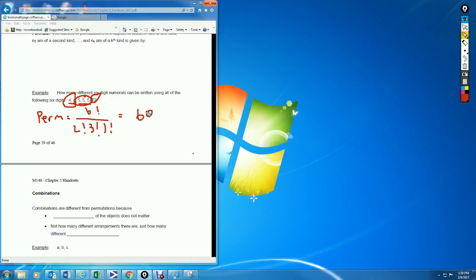And again, if you are doing this on your calculator, when you do the 6 factorial divided by, make sure you put parens around your denominator. And make sure you can do that and get the correct number. Okay. All right, so let's go on to combinations.